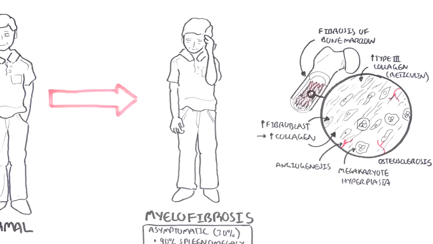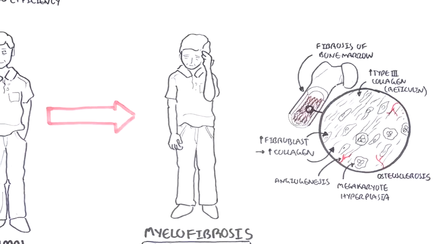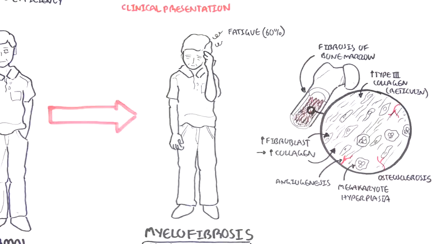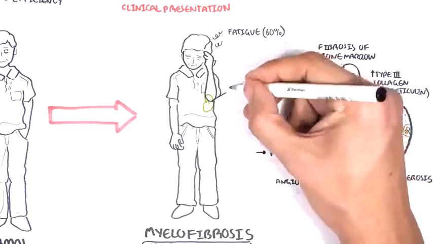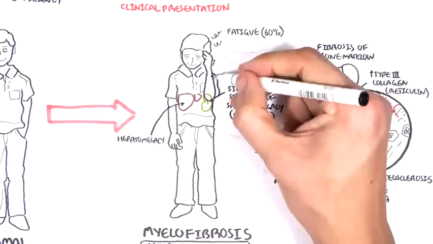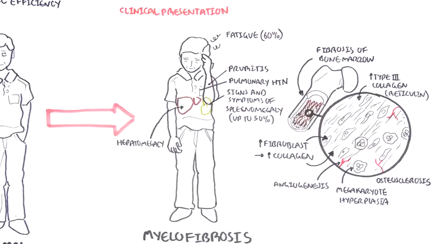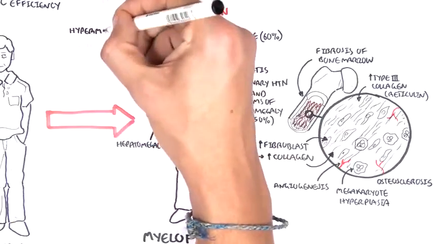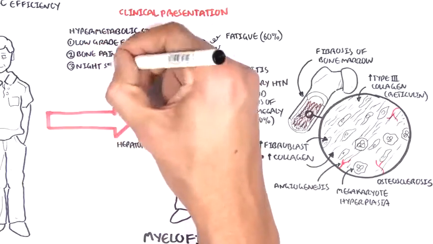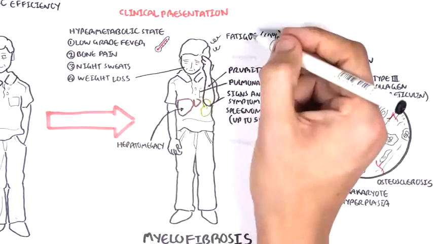Knowing the pathophysiology of primary myelofibrosis, the clinical presentation can include fatigue, which is seen in a majority of cases, 60%, and this is due to anemia. The signs and symptoms can also include splenomegaly, seen in up to 50% of patients, hepatomegaly, pruritus, and pulmonary hypertension. It's also important to note that a hypermetabolic state or constitutional signs can also be seen, including fever, bone pain, night sweats, and weight loss.